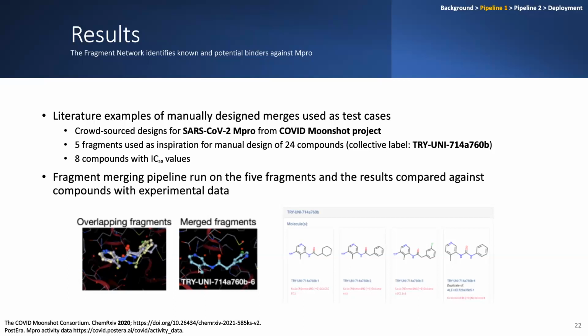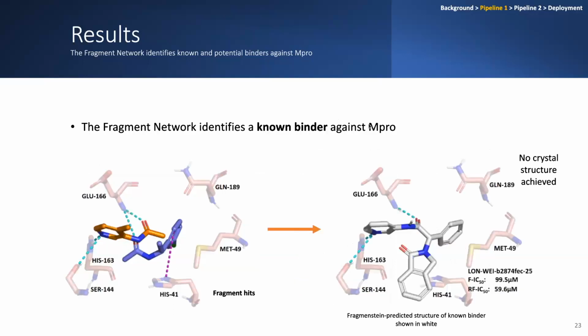as mergers of these fragments. Several of them have IC50 values, so they provide a nice test case for us to see whether the fragment network is able to retrieve them. So what we did was run the fragment merging pipeline on these 5 fragments and then compare the results against compounds with experimental data in the COVID Moonshot project. We find that the fragment network is able to identify this known binder without performing the full R group expansion. This binder has an IC50 of 59.6 micromolar. However, it doesn't have a crystal structure, so this is the Fragment-Stein predicted structure that came out of the pipeline.